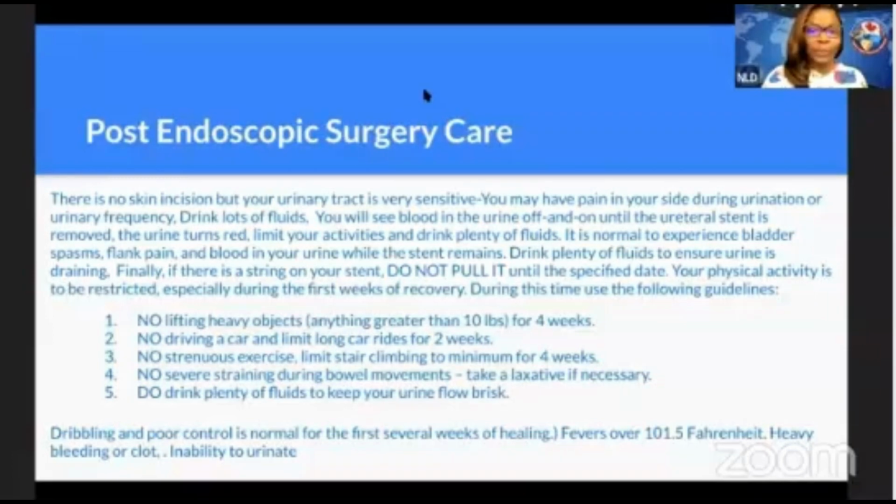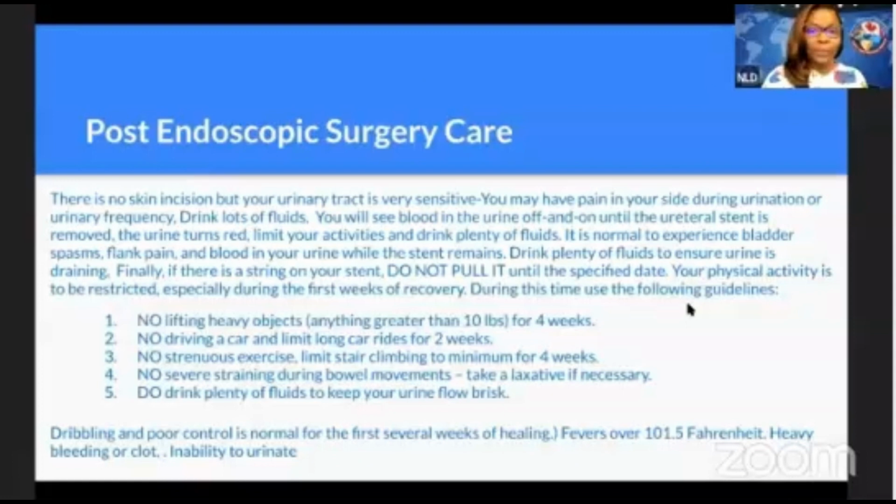And if you start having fevers, especially 101 or 101.5 or higher, you want to get to the emergency room and get yourself checked or make sure the doctor is aware. If you're seeing a lot of heavy bleeding or blood clots, or you're unable to urinate, you want to make sure that the doctor is aware as well right away.